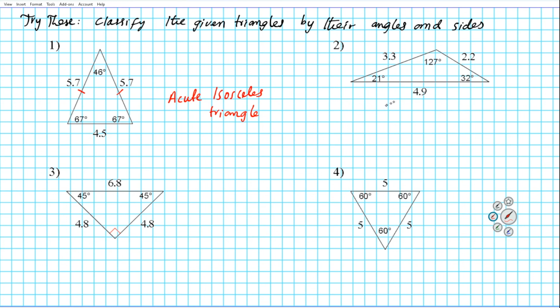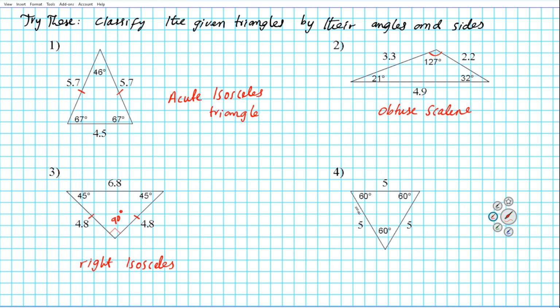Number 2 is an obtuse scalene triangle because one angle is greater than 90, this one right here, and all the side measures are different. Number 3 is a right isosceles triangle because these two sides are congruent. You have one pair of congruent sides and a 90-degree angle measure. Okay, so it's 90 degrees right here.